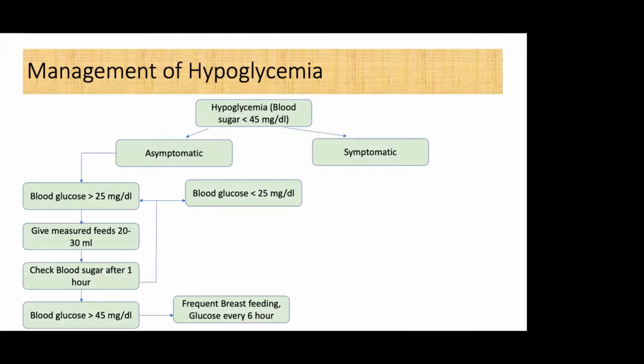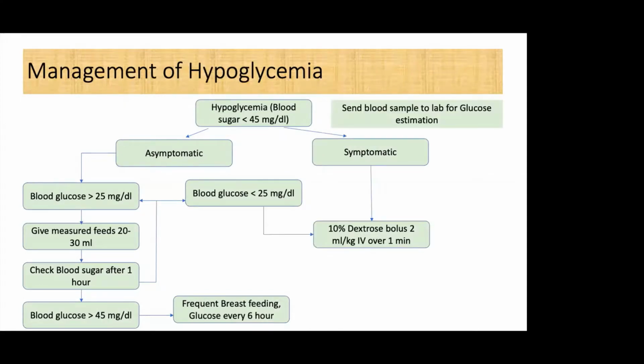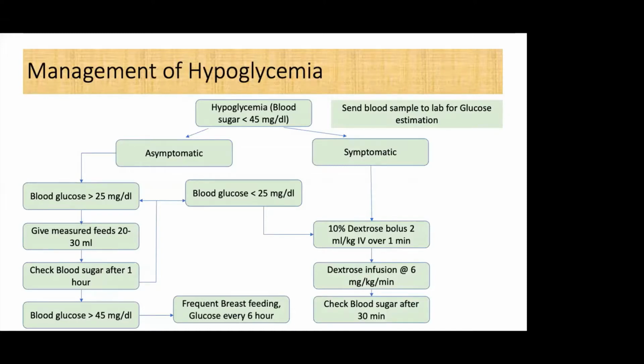But if the blood sugar is less than 25 milligram per deciliter, we should start glucose infusion. Or if the baby is symptomatic, we should start glucose infusion. First, we should give a bolus of 10% dextrose, 2 ml per kg over 1 minute. And it should be followed by a glucose infusion of 6 milligram per kg per minute. Before starting therapy, we should send a sample for confirmation of glucose to the lab. Then after starting glucose infusion of 6 milligram per kg per minute, we should evaluate blood sugar after 30 minutes.